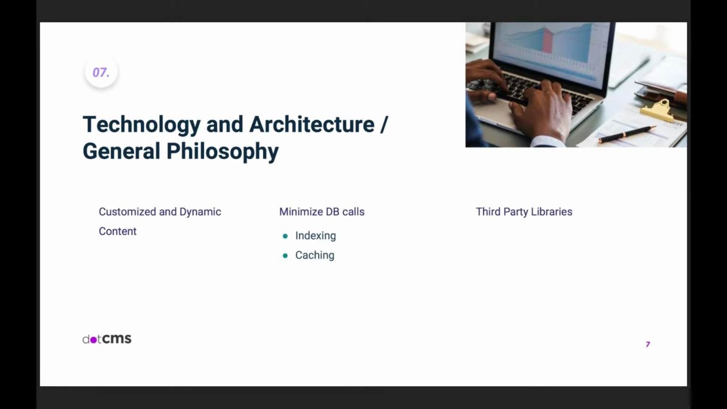Now, let's talk about the general philosophy as it relates to the technology and architecture in the CMS, which is really designed to support custom and dynamic content. And we want to do this as efficiently as possible. We want the experience of requesting a dynamic page to be pretty close to asking for a static page. And one of the main ways to achieve that is minimizing the amount of database calls. And we do it through a very heavy use of indexing, using the Elasticsearch architecture, and also caching through a framework called Caffeine.